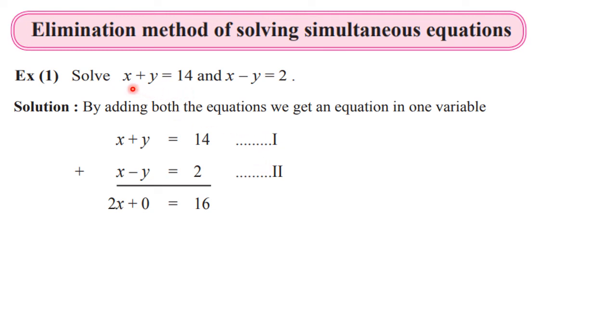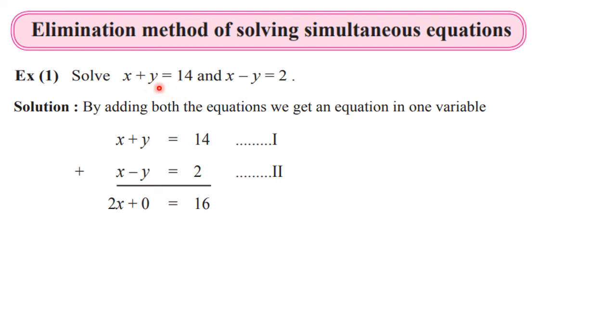After numbering them, we have to check for the coefficients. Their coefficients should be equal. Then and only then can we add and subtract to eliminate the variable. Here the coefficient of x is 1 and here also the coefficient of x is 1. The coefficients are equal. For y also the coefficients are equal. Here plus 1 and here minus 1, means they are opposite, but the number is same. First of all we have to check whether the coefficients are equal. If they are not equal, we have to equate them.